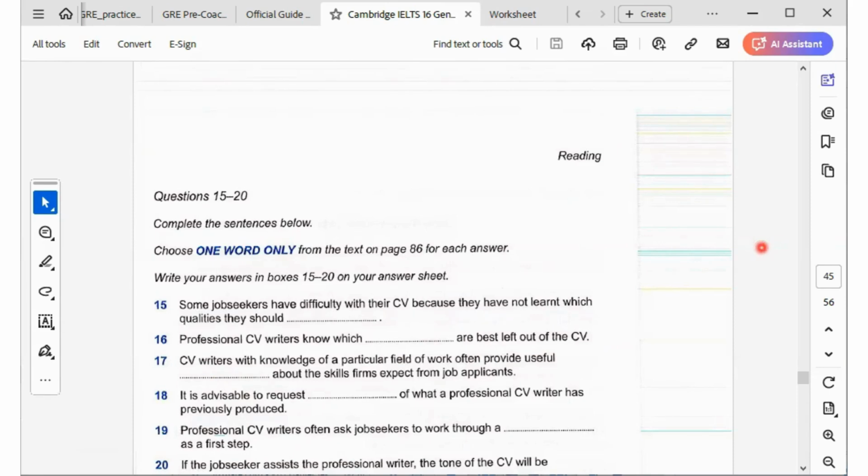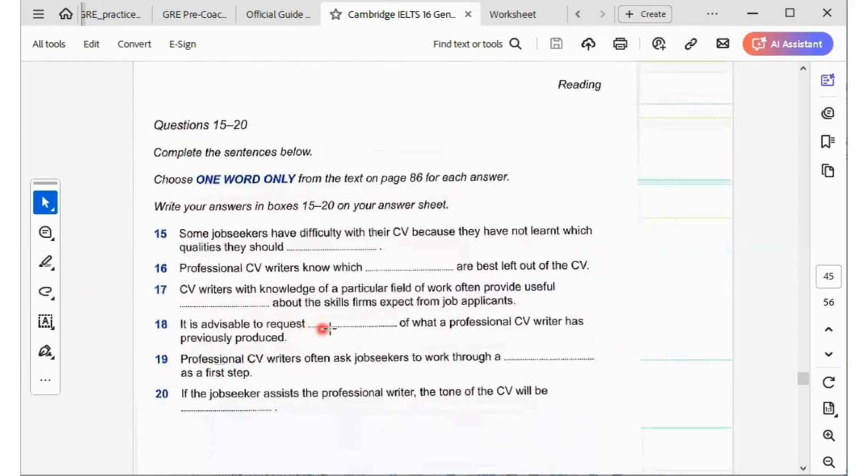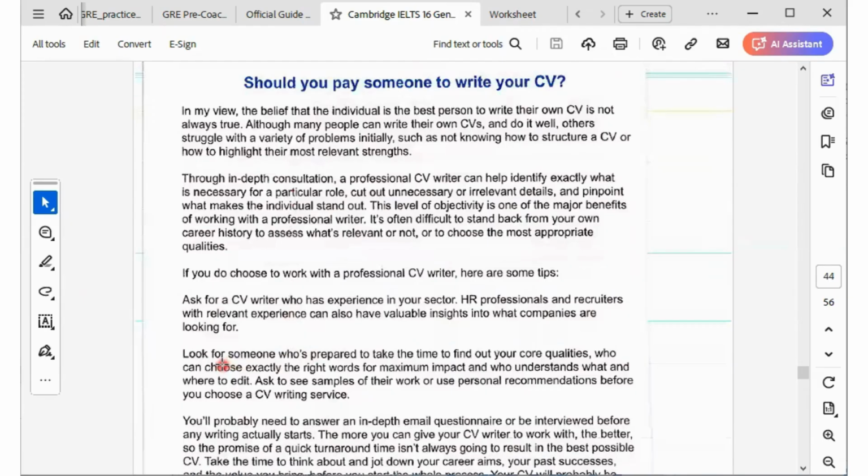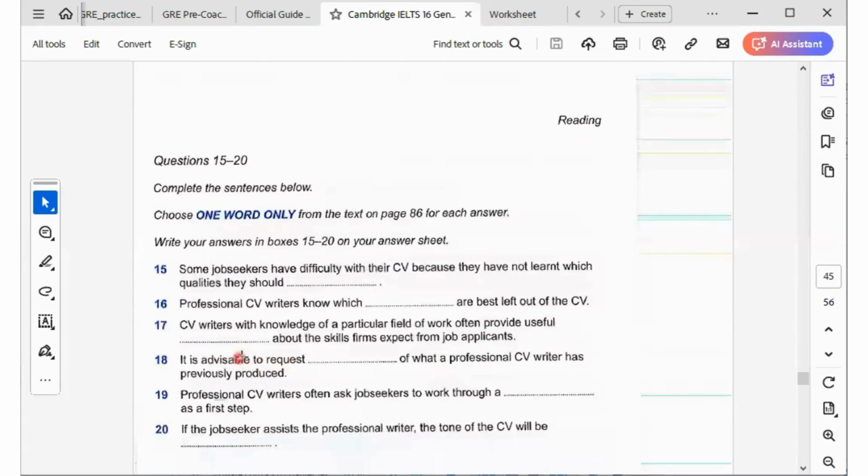Number 17 is going to be what? Insights. Okay? Number 18, it is advisable to request dash of what a professional CV writer has previously produced. Previously produced is a keyword for me here. Let's go back to the passage. Look for someone. Ask to see samples of their work. Samples. That's the word. Request samples of what the professional CV writer has previously produced. Number 18, samples. Notice it's plural.